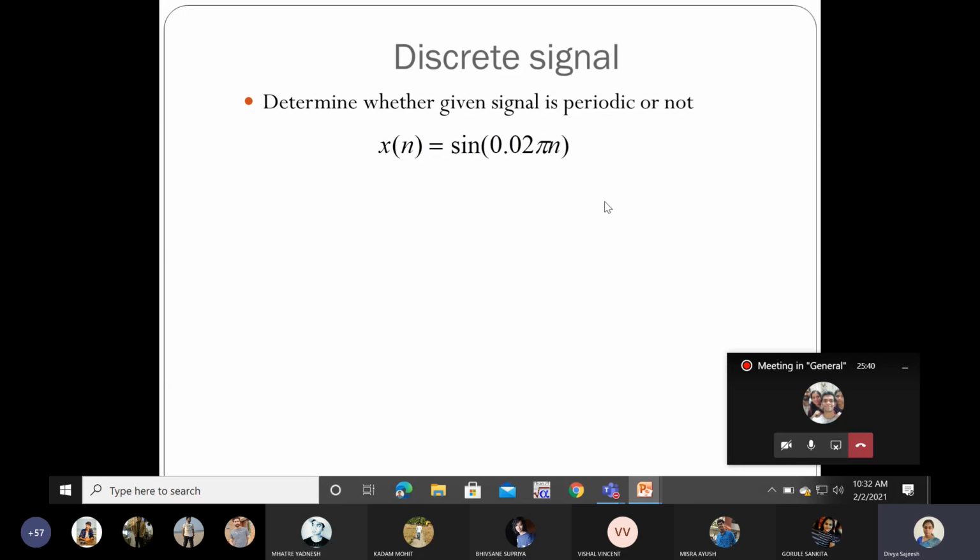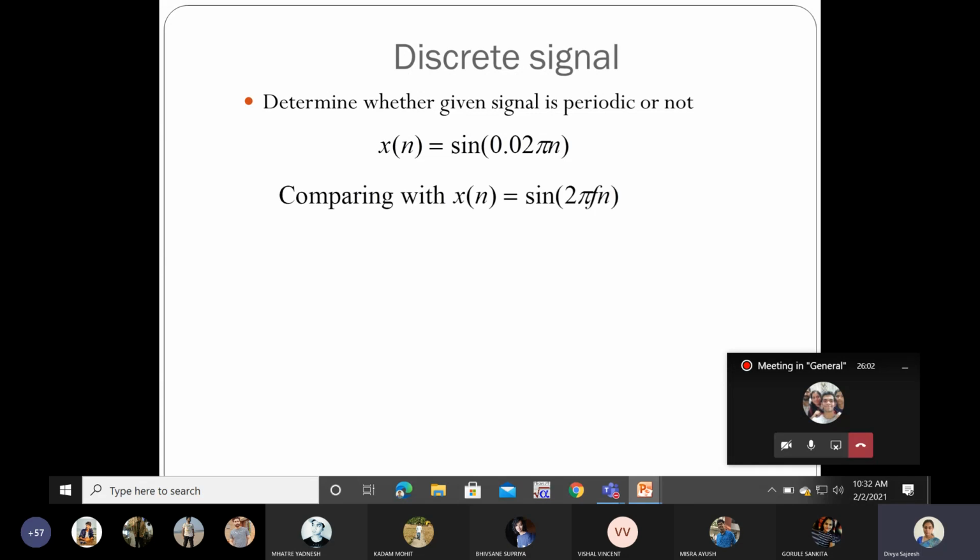Okay, Rishabh. So let us do how to check the condition for periodicity in the discrete signal. Directly, after seeing the sine, we cannot write that it is periodic in nature. You have to check with some conditions. So let us check here.